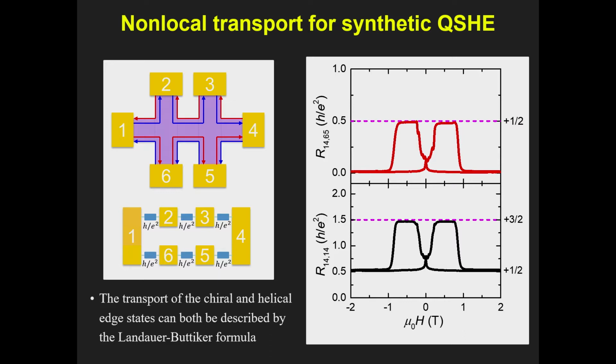We can also measure the 2-terminal resistance, R_1414. There are 3 quantum resistors on each side, so the total resistance between them will be 3/2. That's also observed here. So it's a very robust, nice quantum spin Hall response.